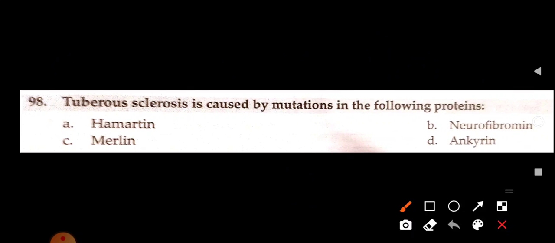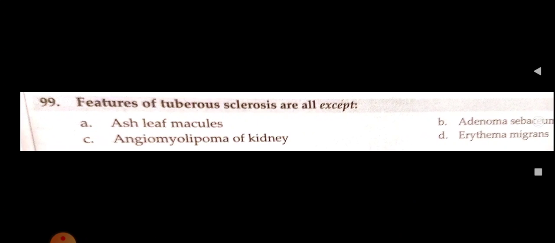Okay, tuberous sclerosis is caused by mutation in the following protein. It is hamartin protein mutation seen in tuberous sclerosis. Features of tuberous sclerosis are all except: ash leaf macules, absolutely right; adenoma sebaceum; and angiomyolipoma of kidney; but not erythema nodosum. This tuberous sclerosis mnemonic also I am going to put soon in my new videos, okay?